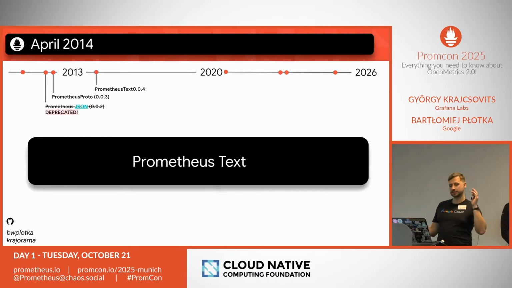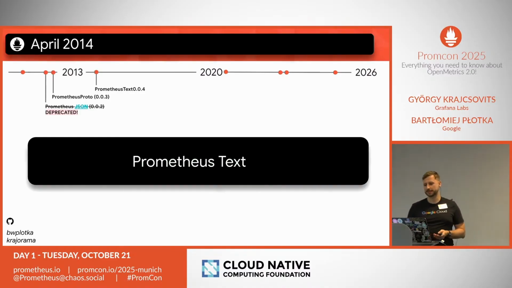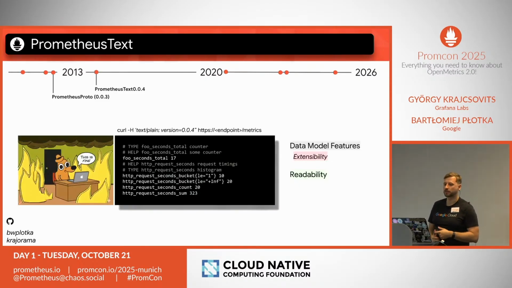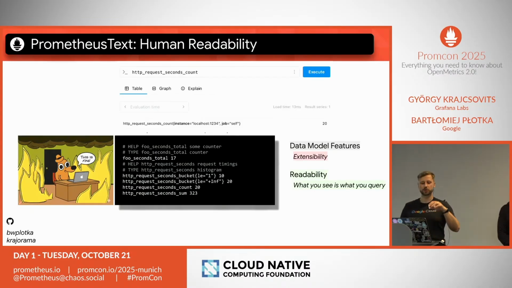But finally, at some point a year later, the initial Prometheus text format was introduced, and it was replacing and deprecating the JSON format. And yes, it wasn't flexible, and like protobuf, it was way more readable. But it wasn't just objectively readable, actually. It introduced this amazing rule, which we really try to aim for again nowadays, that what you see is what you query. This rule is super important.